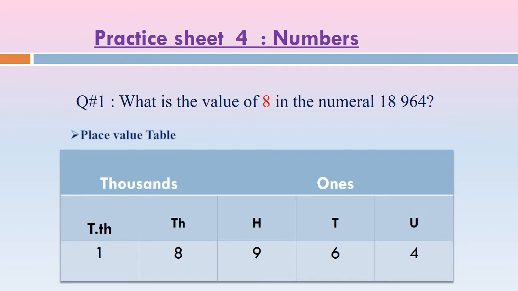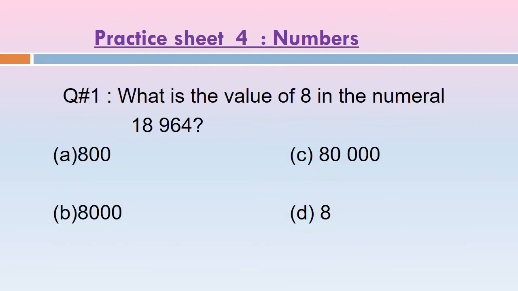Now the question is actually what is the value of 8? So here you can see 8 is at which place? Yes, 8 is at thousands place. So our answer will be 8,000. Now here in these options, where is 8,000? Yes, at B place. So this is our answer, B option, which is 8,000.